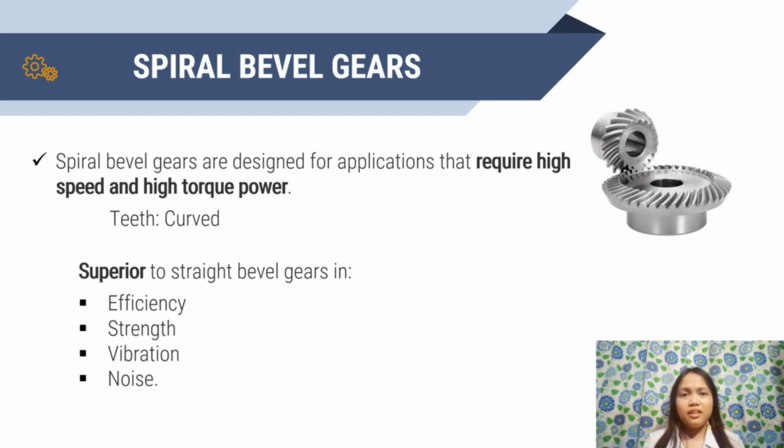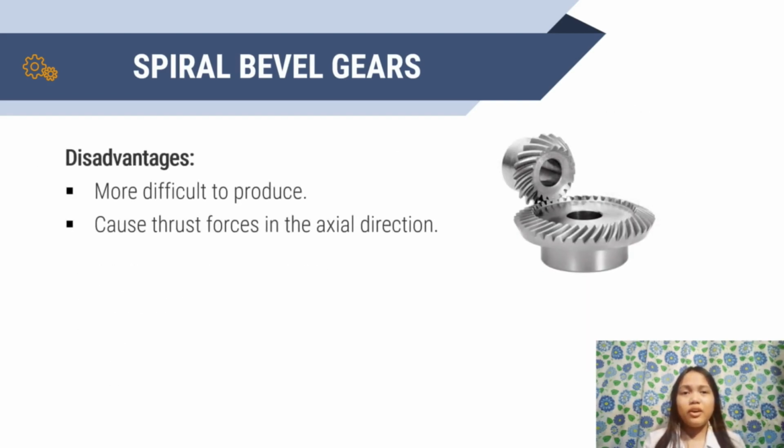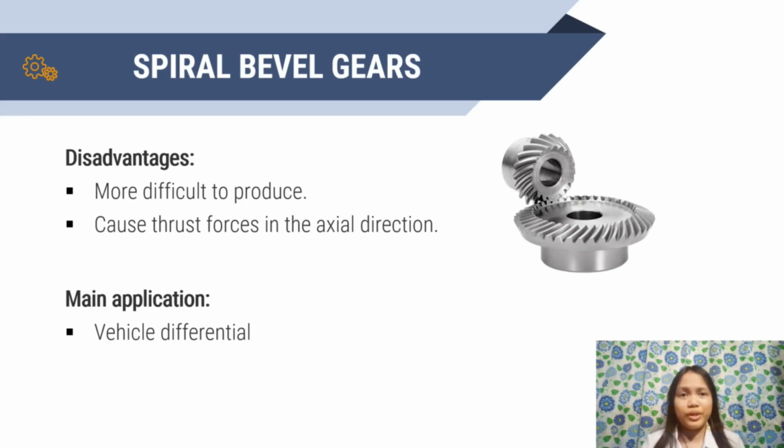On the other hand, they are more difficult to produce. Also, because the teeth are curved, they cause thrust forces in axial direction. Its main application is in vehicle differential. Vehicle differential is a set of gears that transmit engine power to the wheels, where the direction of drive from the drive shaft must be turned 90 degrees to drive the wheels.